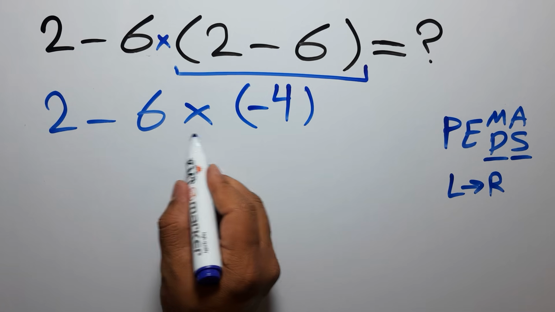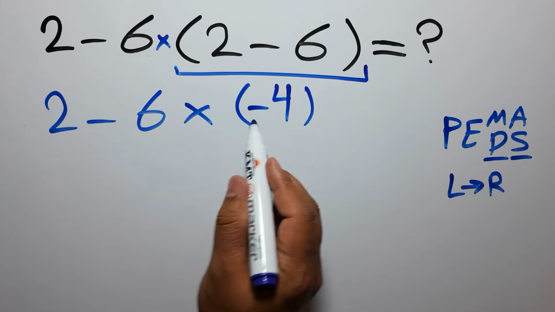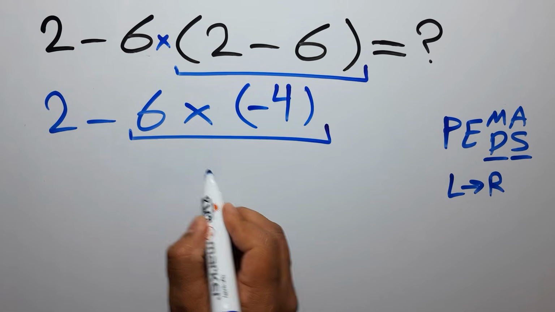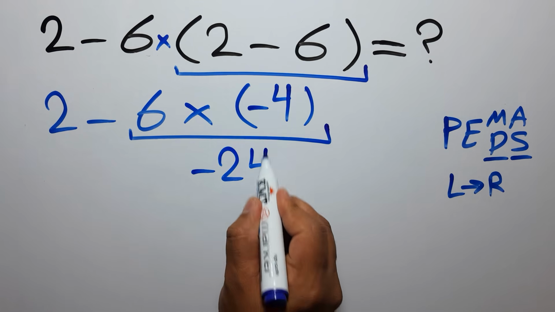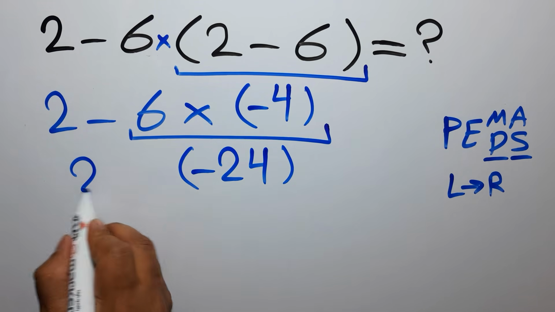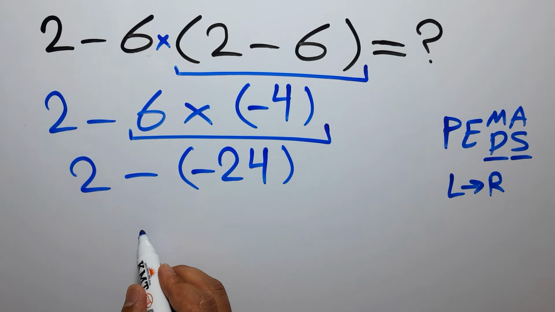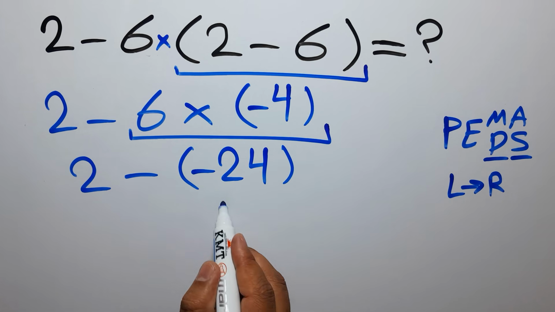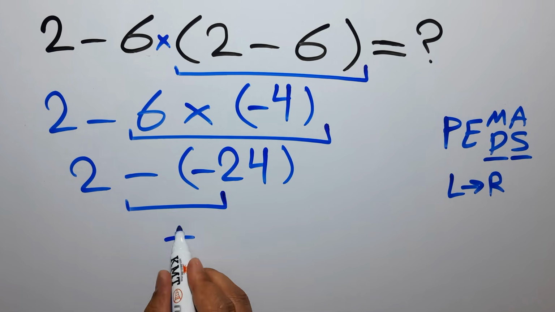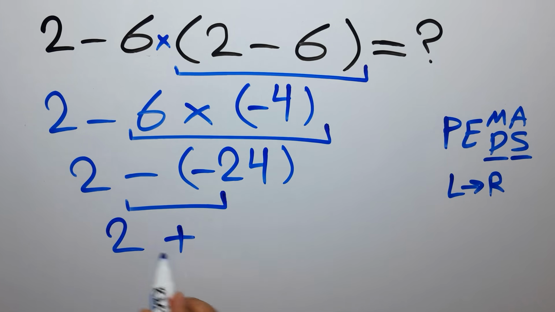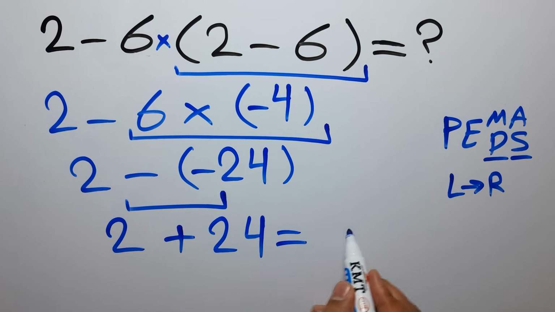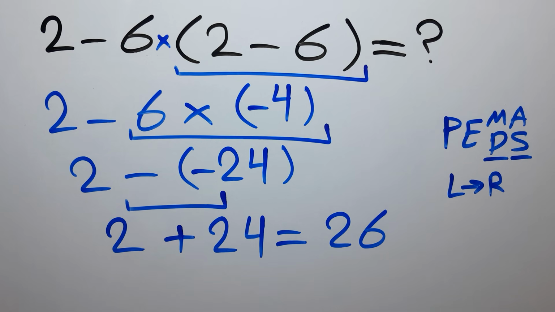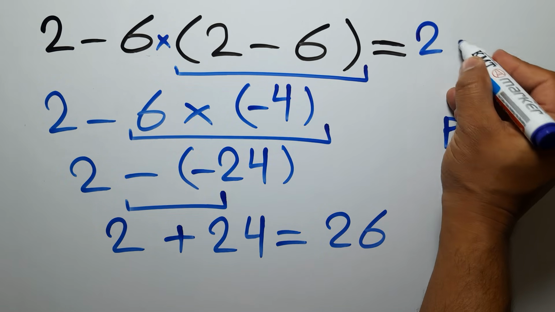So here first we have to do this multiplication. 6 times negative 4 gives us negative 24. So we have 2 minus negative 24. Now negative times negative gives us positive. So we have 2 plus 24, which equals 26. And this is our final answer to this problem. The correct answer is 26.